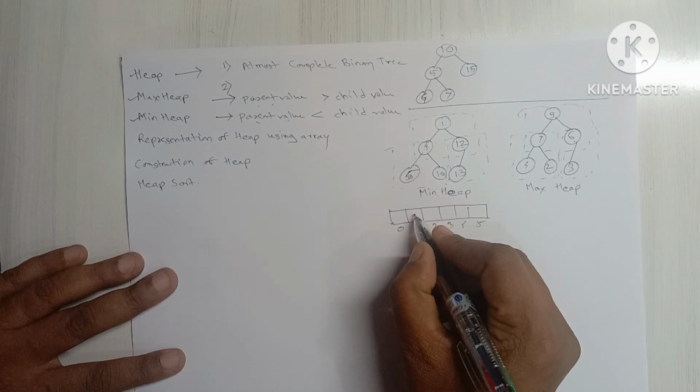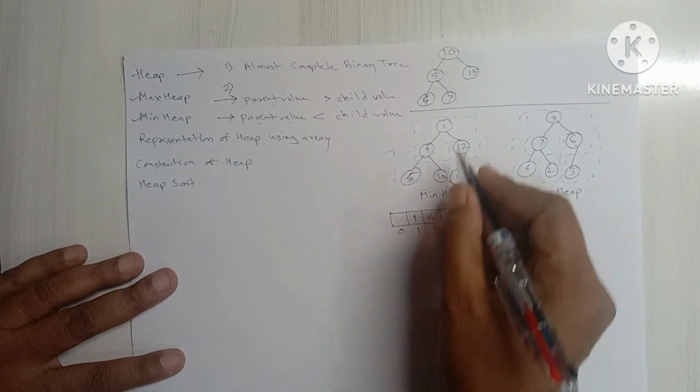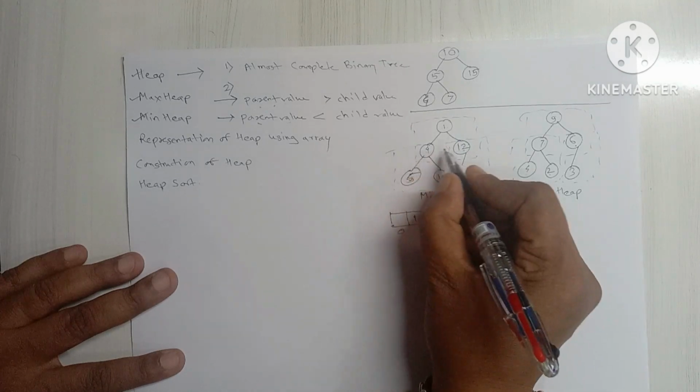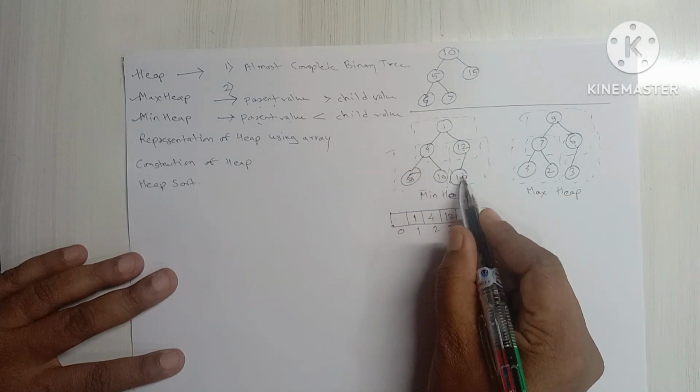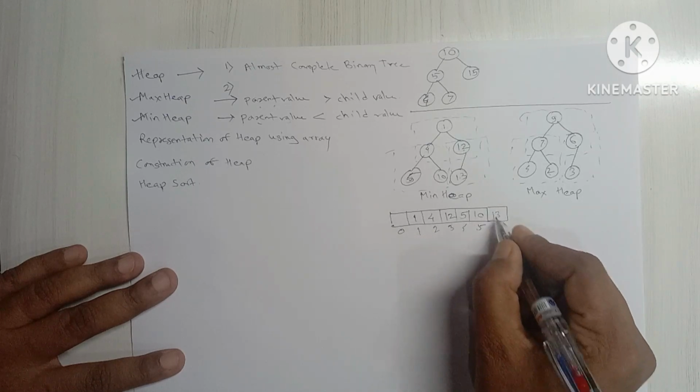So first level, first node, one node is there. Second level, 4, then 12. We need to go from left to right. Then next level, 5, 10, and the last one is 13.